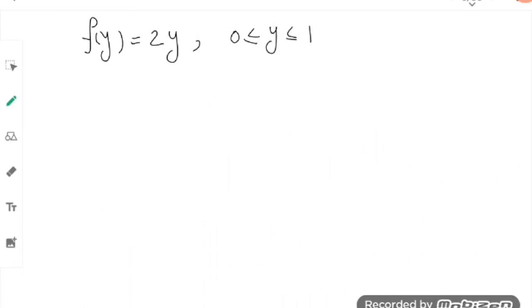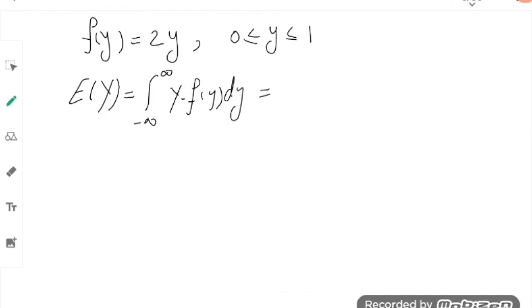I need to find the expected value of y. The expected value of y, based on the definition, is the integral from negative infinity to infinity of y times the PDF of y dy. Then if we substitute for the PDF as given by the formula here, with the limits over which the PDF is defined, from 0 to 1, we have y times the PDF, which is 2y dy.